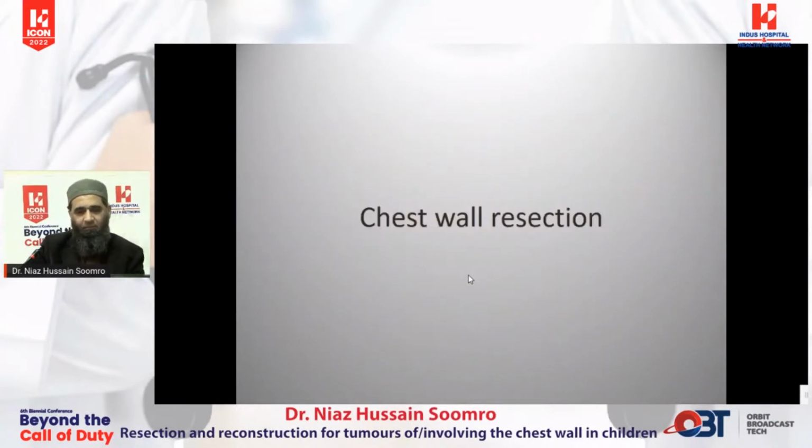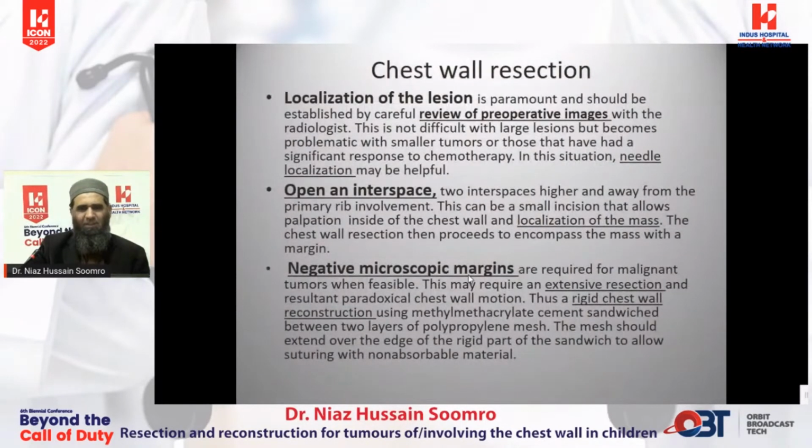So we are discussing a few brief points about the resection, and then we will discuss the reconstruction also. These are the general points about chest wall resection. The first very important point in resection is localization of the lesion, because it is very, very important. Sometimes lesions are very small and not clearly visible. So review the images before surgery and discuss with the radiologist for the localization.